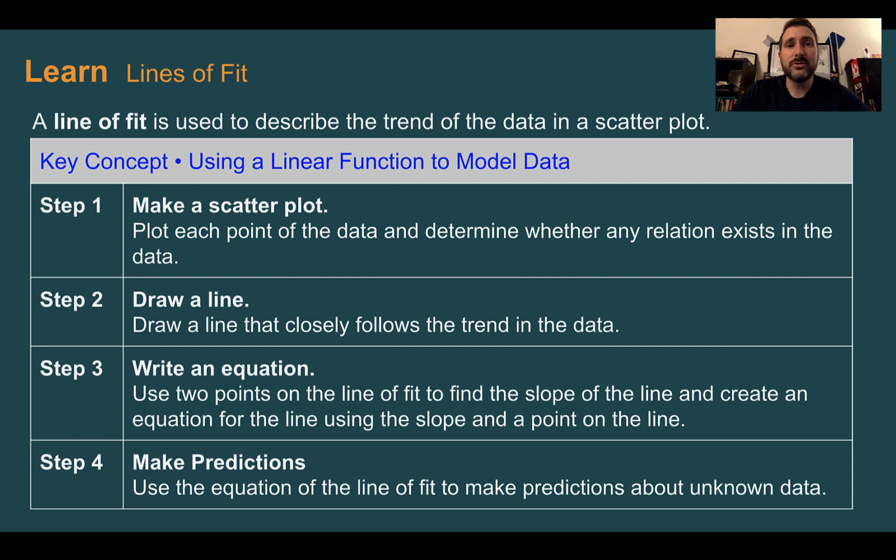Then, we're going to draw a line. For this line, we're going to make it as close to the data as we can. So it goes through the middle with the other dots that don't exactly go through the line evenly spread on each side. Third, we're going to use that line to write an equation. We'll find the slope of that line and use a point or two on that line to make our equation. And finally, once we know what equation to use, we can make predictions for data that is not on the scatter plot.